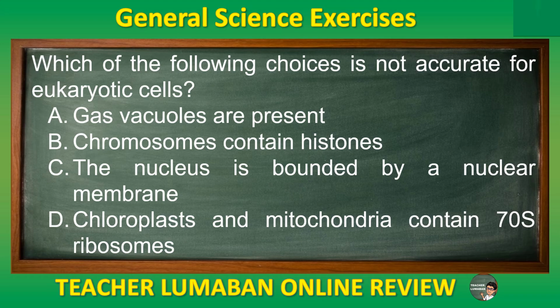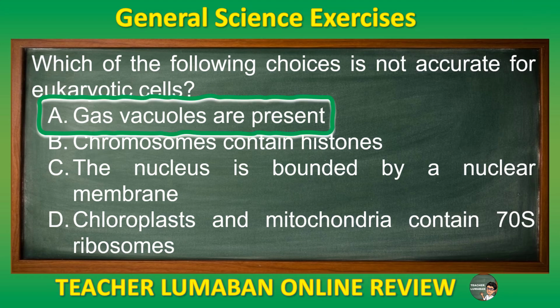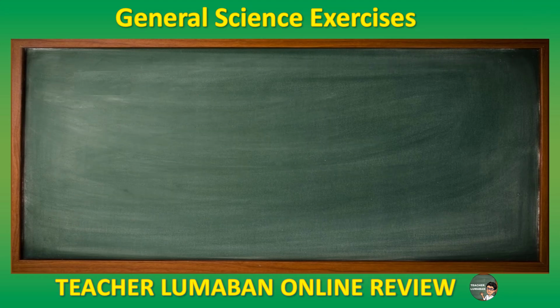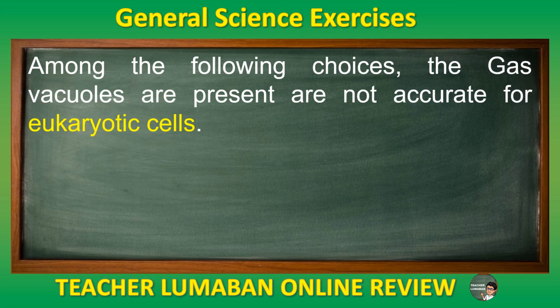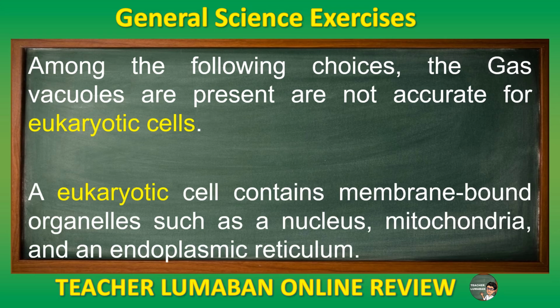The correct answer is letter A. Gas vacuoles are present. Among the following choices, gas vacuoles being present is not accurate for eukaryotic cells. A eukaryotic cell contains membrane-bound organelles such as a nucleus, mitochondria, and an endoplasmic reticulum.